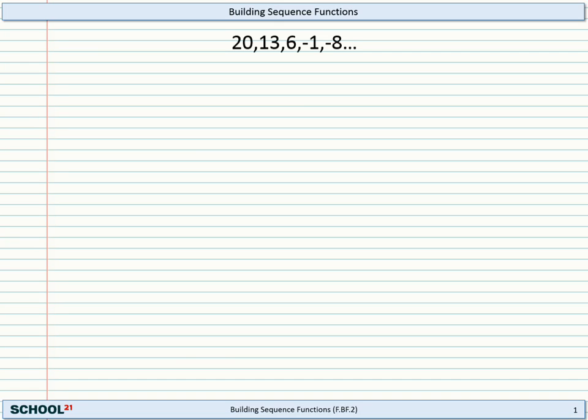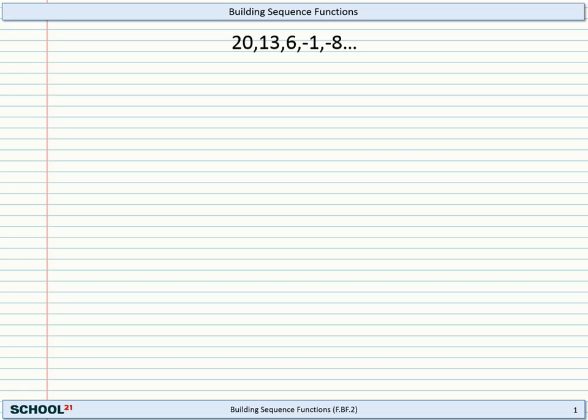You know how to build recursive functions for sequences, but those aren't as useful as just a regular function. So that's what we're going to practice now. Let's consider the function that's in front of you. First, let's ask the question, what kind of function is it? Is it arithmetic, geometric, or other?